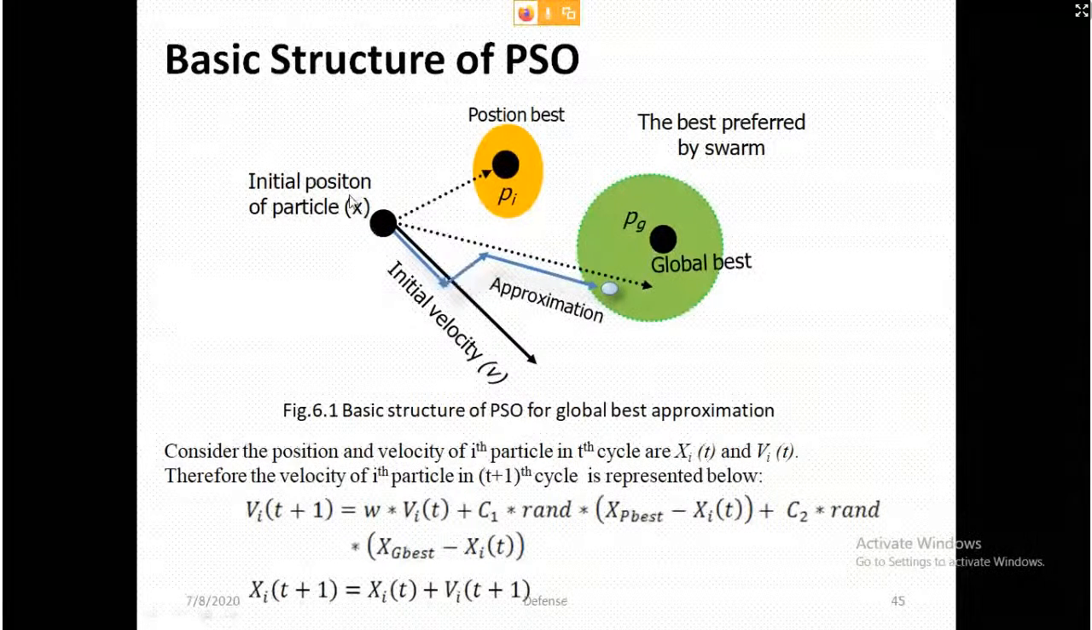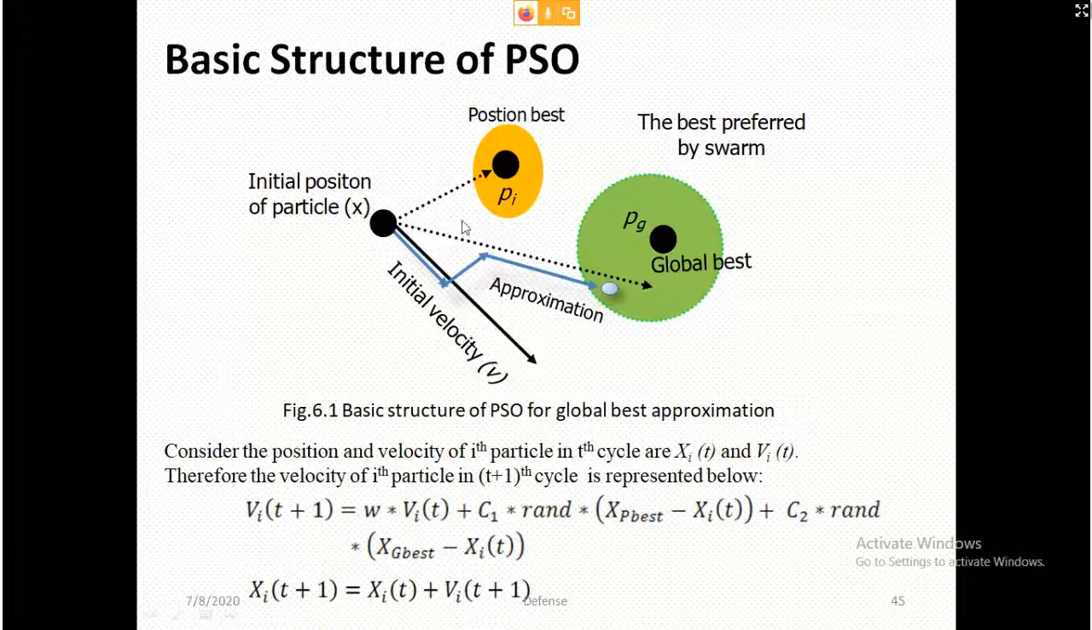If you consider this particle especially, it is moving in this direction. It is moving towards its own position best initially. Then it thought this is the global best position. Now the particle is approximating to the best position preferred by the swarm, meant to say towards the global best position. So this is the whole principle of particle swarm optimization: how the birds are moving while communicating with each other to gather food.